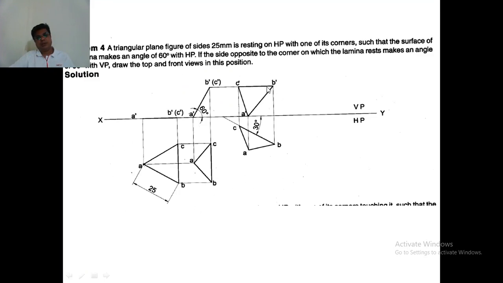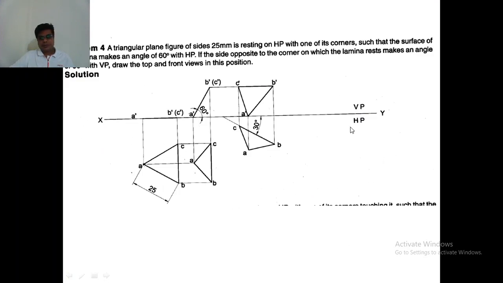So this is the final front view and top view of this particular problem. So how do we come to this front view and top view? You have to start with the initial position, then do the necessary changes and then get the final front view and top view. So here, to draw this solution, again I will tell you how to draw it step by step.